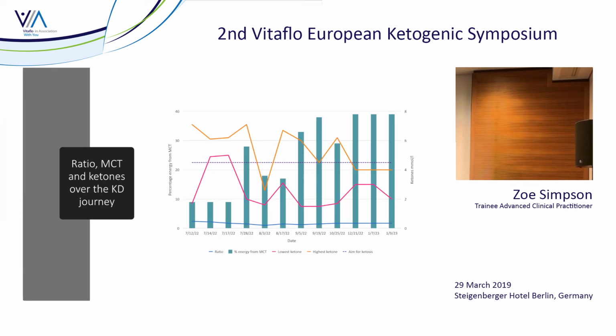So this is a bit of a complex graph, but this is her journey on the ketogenic diet from start to end. The pink line here is the lowest ketones when I looked at her seizure ketone diaries. The orange is the high ones. The green bars are the MCT content of her feed, and then the blue line is the ratio of her feed.